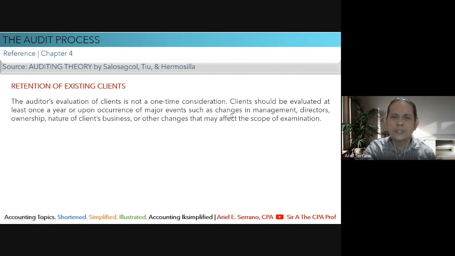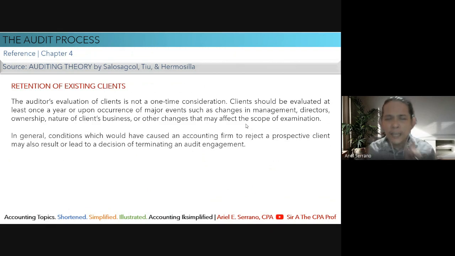You see, we should evaluate the client at least once a year or upon occurrence of major events, such as changes in management, directors, ownership, nature of client's business, or other changes that may affect the scope of examination. So, at least once a year. Please take note of that. In general, conditions which would have caused an accounting firm to reject a prospective client may also result or lead to a decision of terminating an audit engagement.